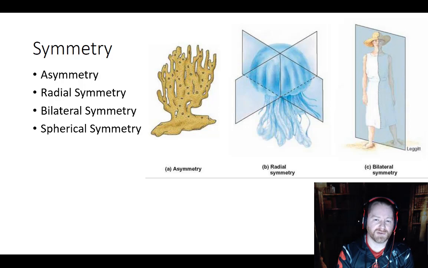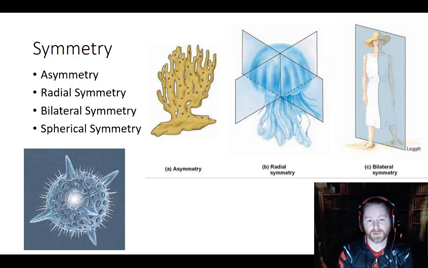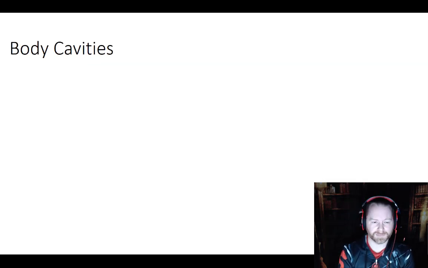Another term that we use is spherical symmetry, but we don't see this so much in the animal kingdom, but it does exist in things like some protists have a spherical symmetry. But since we're not covering protists, this doesn't fall under the topic of what we're talking about today, but there's an example of spherical symmetry.